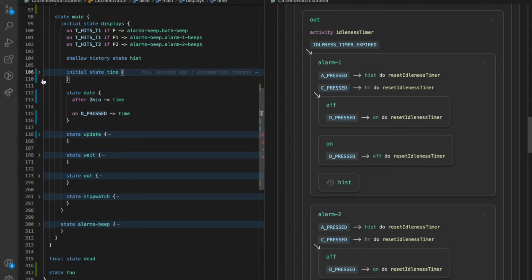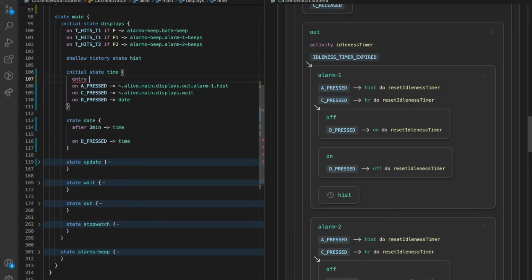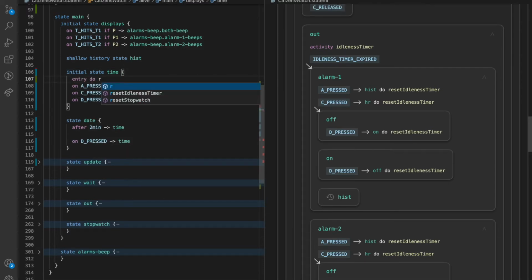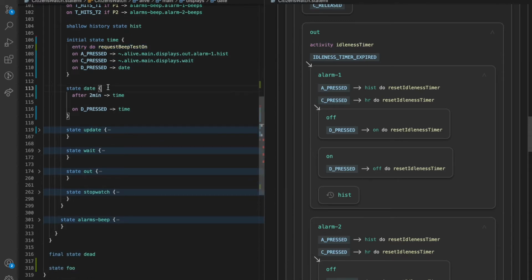And so all we need to do is say entry do raise request beep test. I probably shouldn't do this in all caps. Request beep test on, I think. Maybe there's a better way to word that.